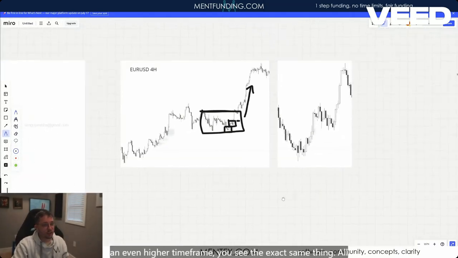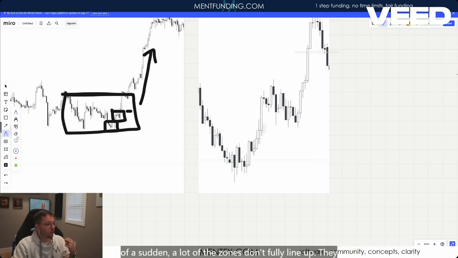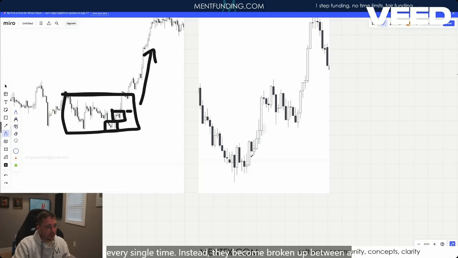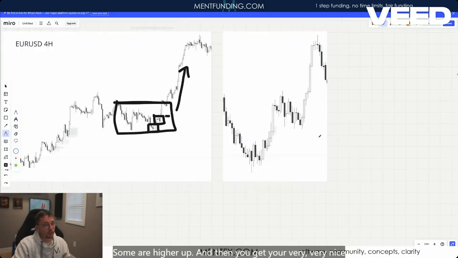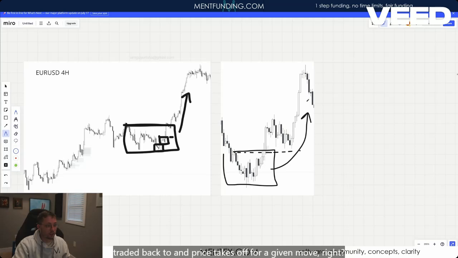And if I go to an even higher time frame, you see the exact same thing. All of a sudden, a lot of the zones don't fully line up. They don't fully showcase the exact principle of this every single time. Instead, they become broken up between a few candles. Some are just through the wicks of the candle, some are higher up, and then you get your very, very nice push off of the further validification of demand, right? Or of bigger MBs on a higher time frame that then don't get traded back to, and price takes off for a given move, right?